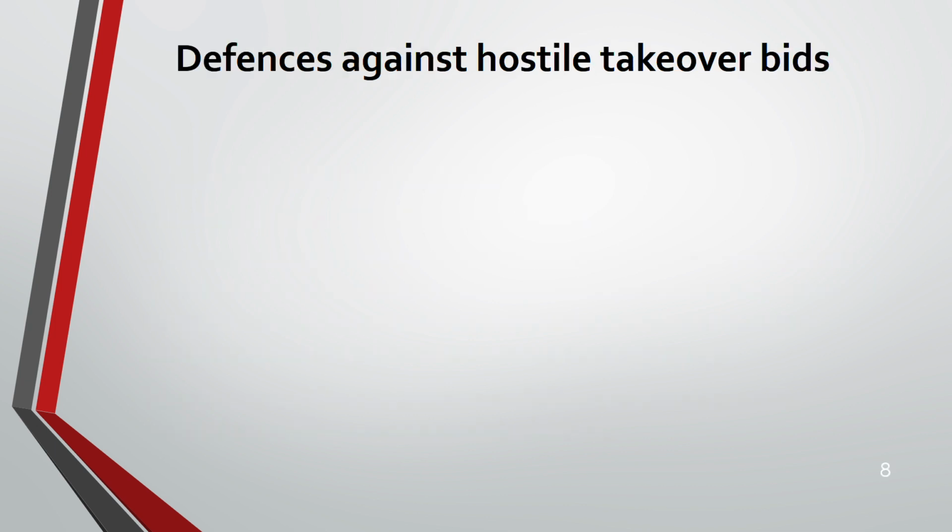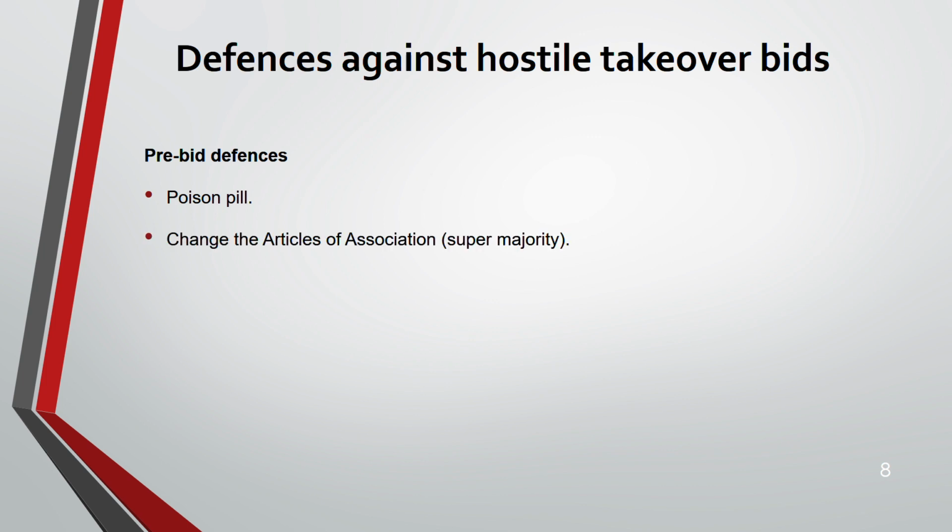Now, coming to our very popular topic, that is defenses. There are two types of defense. One is pre-bid, that means before the bid. The other one is post-bid, after the bid. For pre-bid, there are defenses like poison pill. These are the terms that I use. Use this in your answer. Poison pill. We'll go in detail to each one of this, what it means. Second is change the articles of association.